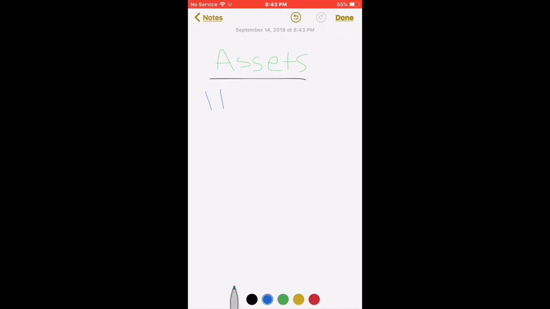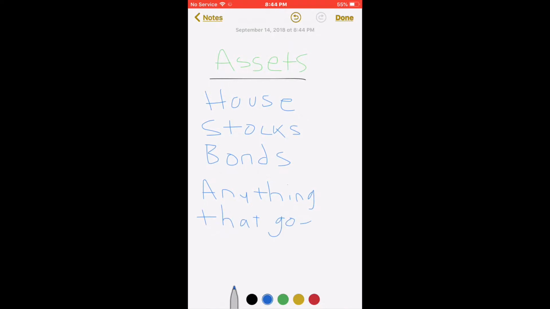Okay, so assets can be anything from a house to stocks, bonds, mutual funds, basically investments that you can make that will end up bringing up the value of whatever you bought. So all of these things go up in value. At some years in the future, you can sell any of these and they'll be worth more than what you paid for. So it's anything that goes up in value.